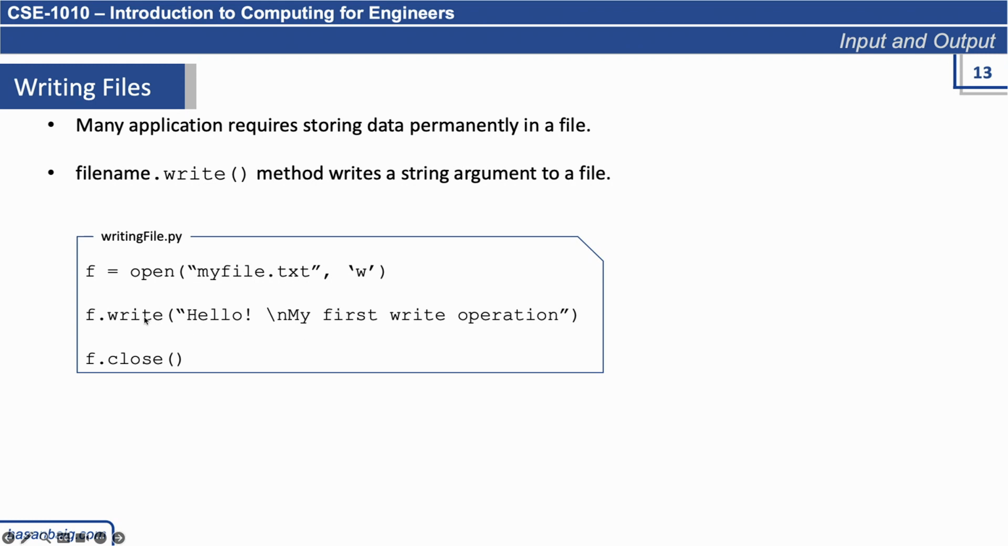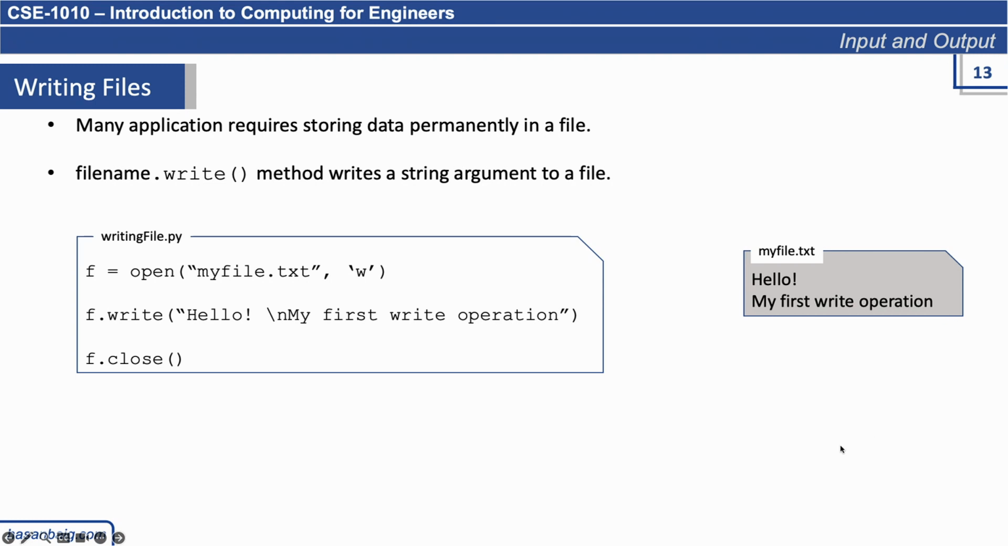What do we want to write? With the help of the write method, we write a string, hello, \n, which is the change of line character, and then my first write operation. After writing, we have to close the file. It would write into myfile: hello, my first write operation.